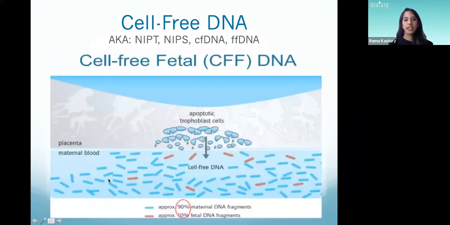So cell-free DNA, this shows just a nice little diagram. This is the placenta right here. And then we have these trophoblast cells that break down, and they get transferred into the mom's blood. And they are these little red DNA fragments that float around in the mom's blood. And so the placenta and the mom's blood are in contact, and they're constantly communicating back and forth. And so that's how that crossover happens.